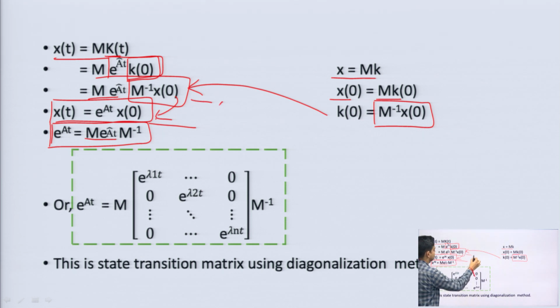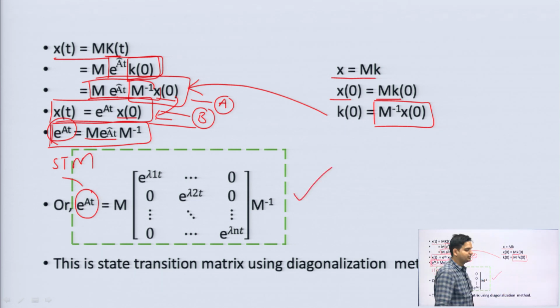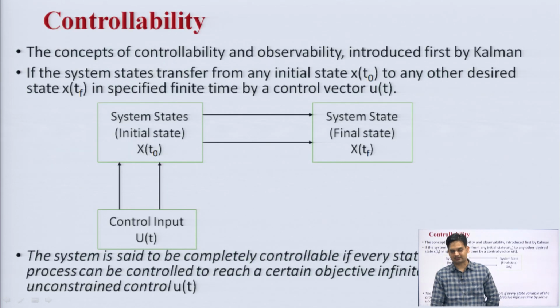Suppose this is equation A, this is equation B. Compare the coefficient: x(0) will remain the same. The remaining term, M e^(Â t) M inverse, will basically be the exponential of At. So, in this way we can obtain e^(At). It means this is the STM given by this matrix. So, this is the diagonal method to obtain the state transition matrix.